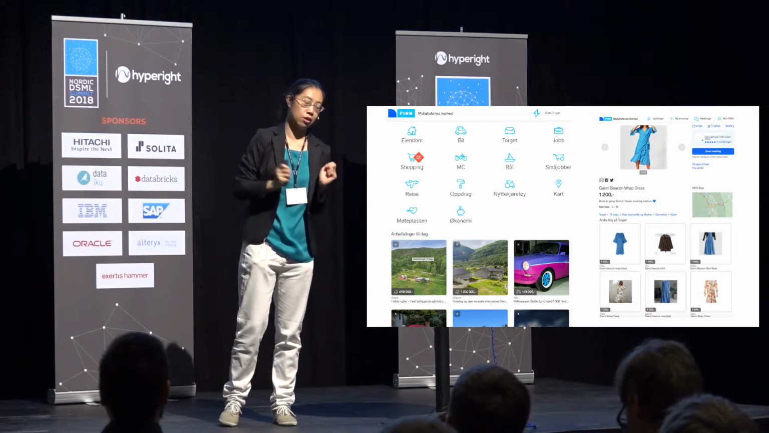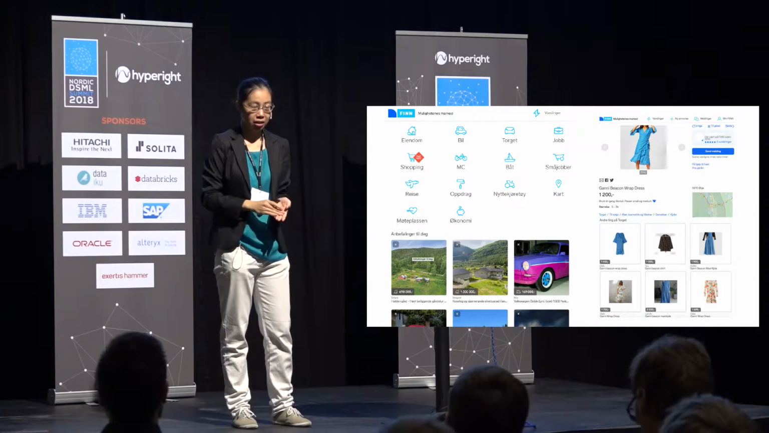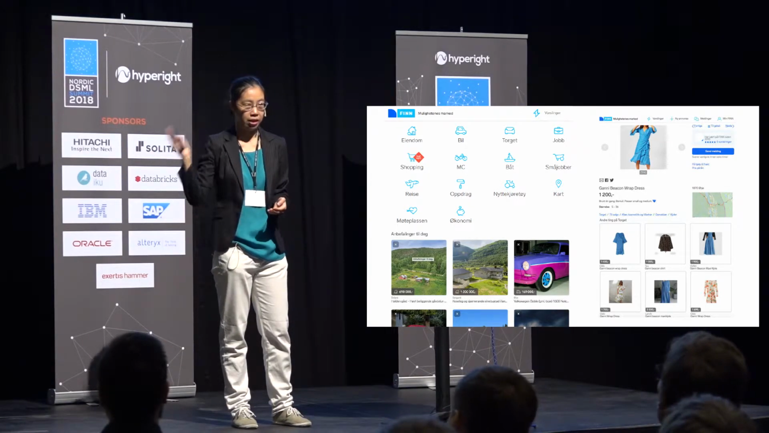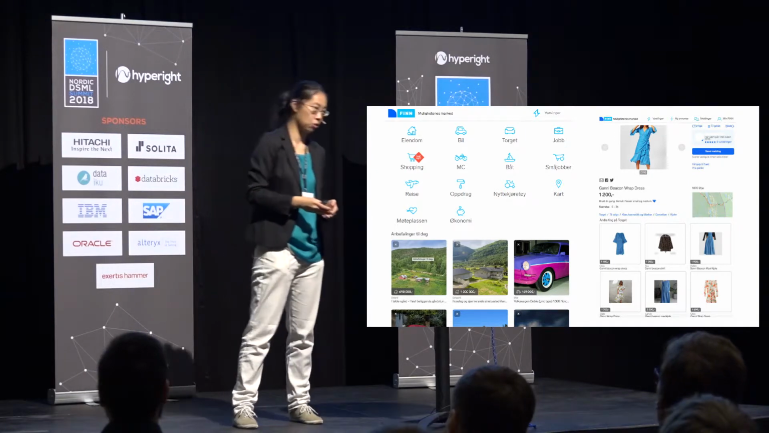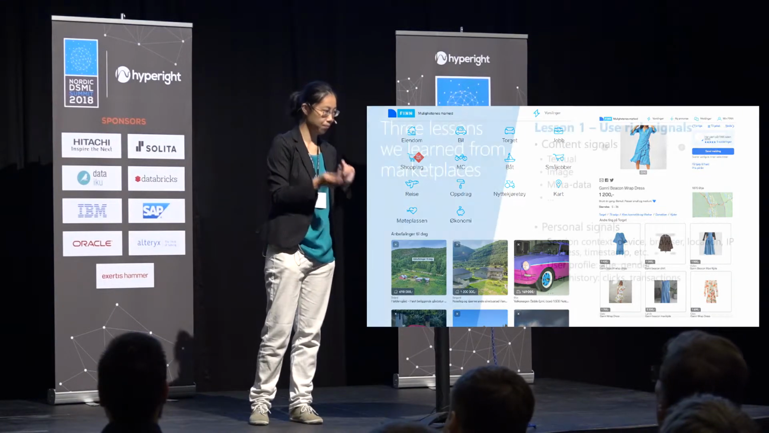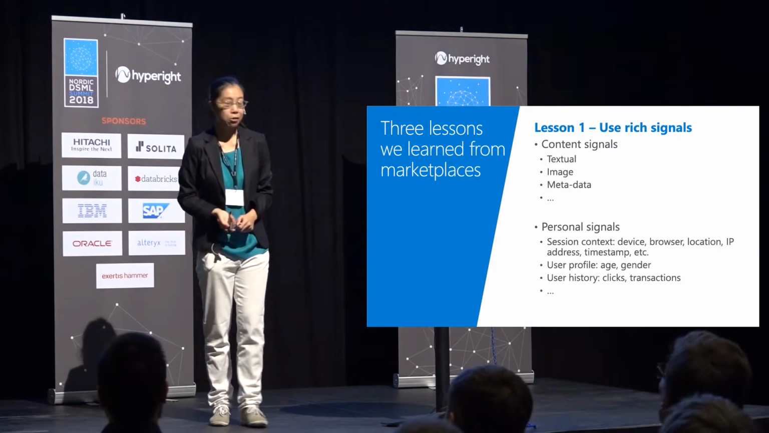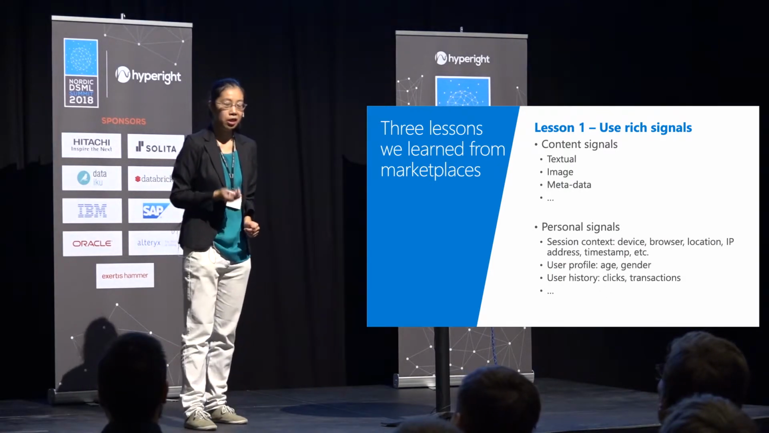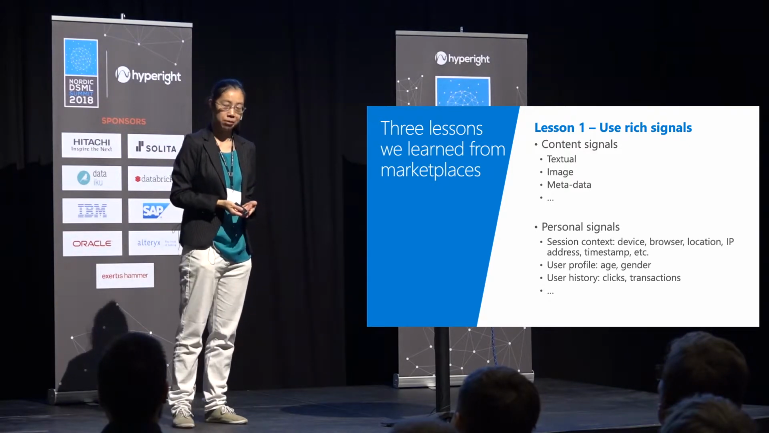This is a typical case of low context. They just open the app. I don't know what they want, but high intent. If they're actually a repeating user, I know some history about them. I'd like to share 3 lessons. And the first lesson we learned was that using rich signals helps a lot.